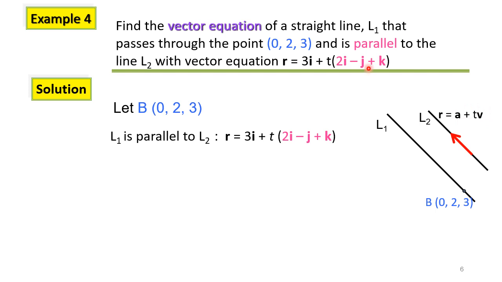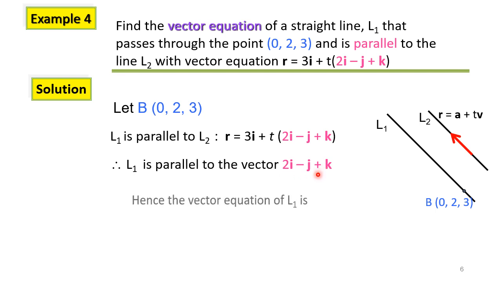So from here, this is the equation. Since it's parallel, we can take this one as our V, that is 2i minus j plus k. So we can take 2i minus j plus k as our V. After we find out A and V here, then we can write down the equation.